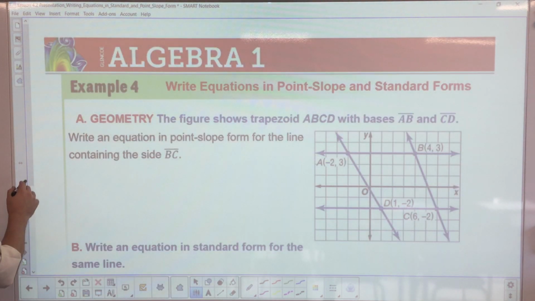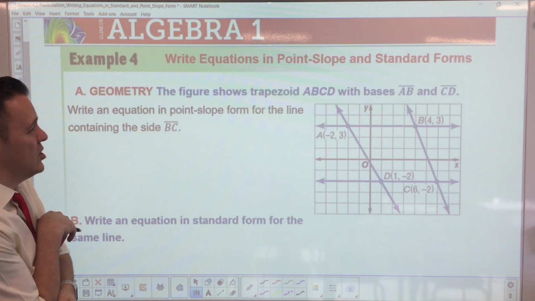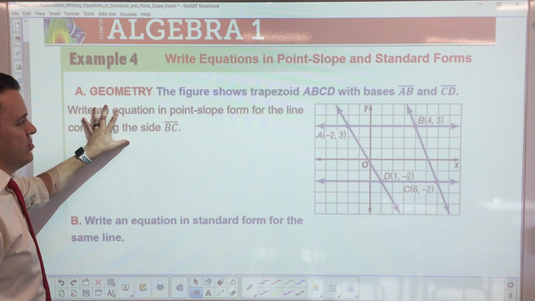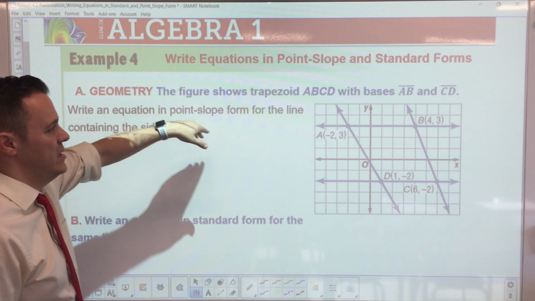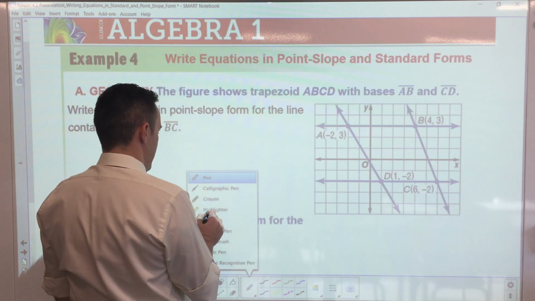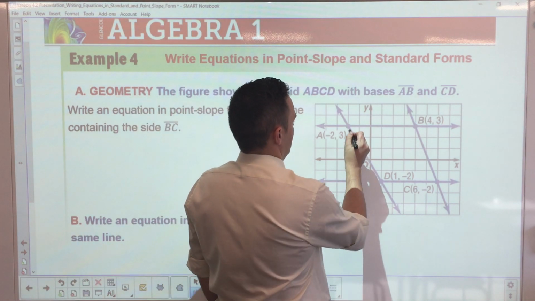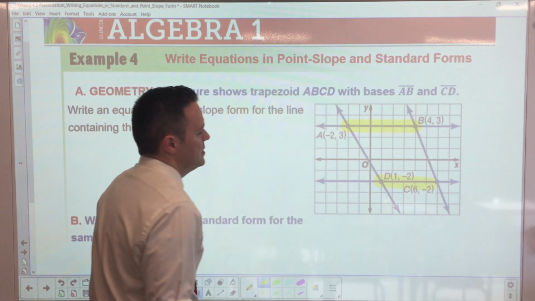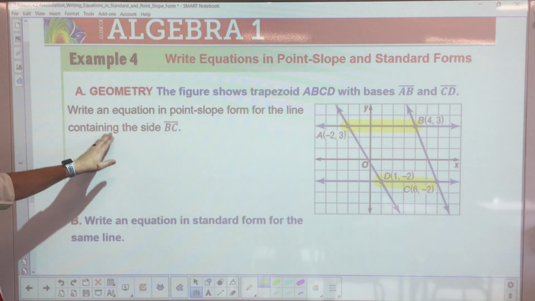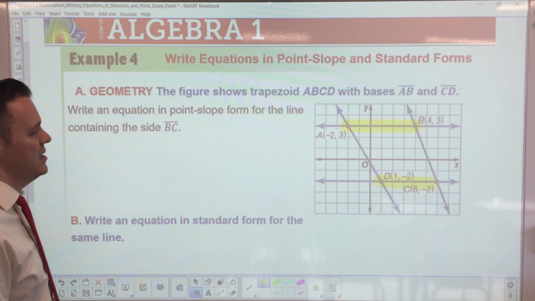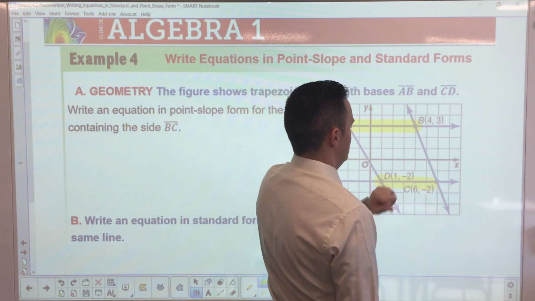Okay, now I want you to write equations in point, slope, and standard form based on geometry. The figure shows a trapezoid ABCD with bases. Let me make sure I highlight these bases. The bases are AB, right here, and CD, here. Write an equation in point-slope form for the line containing side BC.